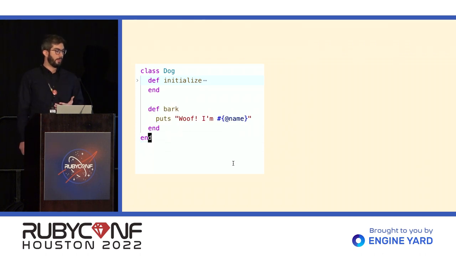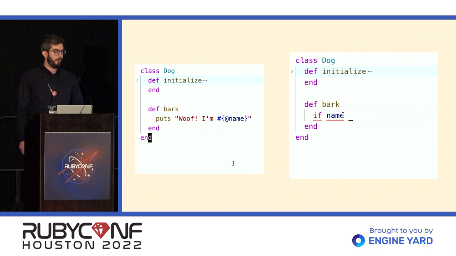We have auto formatting. So if you save the file, it formats on save and fixes your violations. And finally, the last example is format on type. In this case, we're adding an if statement. When you break the line, it automatically closes the end token for you.